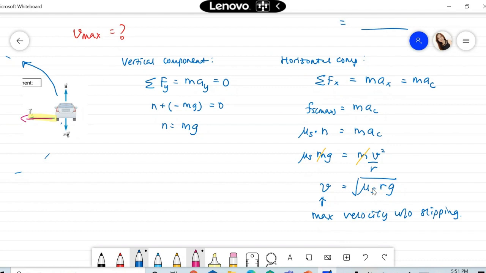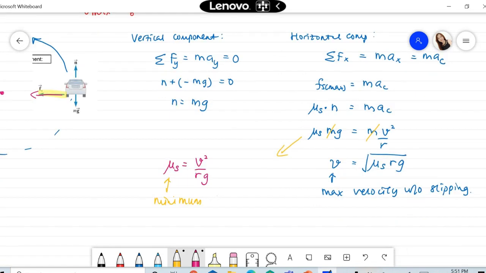We can also find out the minimum mu s required to hold the tire in contact with the road. From this expression, mu s is equal to v square over rg. So this is the minimum coefficient of static friction required to hold the tires on the road without slipping.